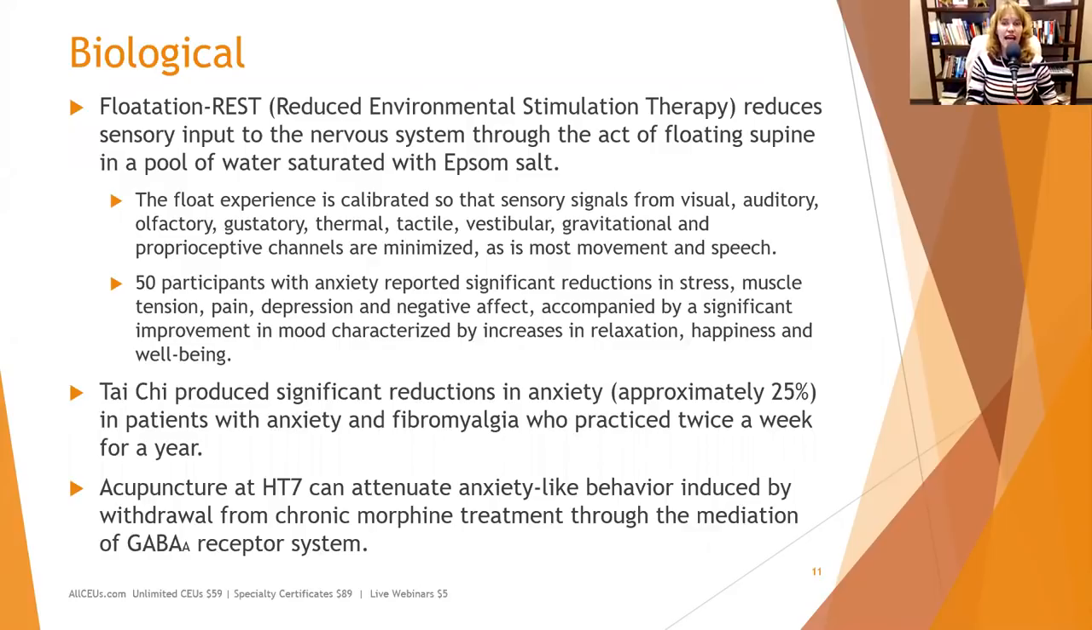And acupuncture at the HT7 meridian can attenuate anxiety-like behavior induced by withdrawal from chronic morphine treatment through the mediation of the GABA A receptor system. What does that mean? If the acupuncture is done in very specific places, the GABA A receptor system is triggered. GABA is your main calming, relaxation neurochemical, and it causes your body to sort of flood that receptor system. This research was done on people who were detoxing from morphine treatment, but we can look at generalizing the results, and I would be interested to see further studies on it.